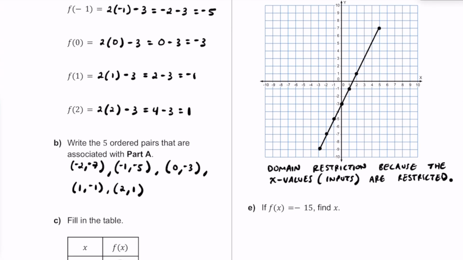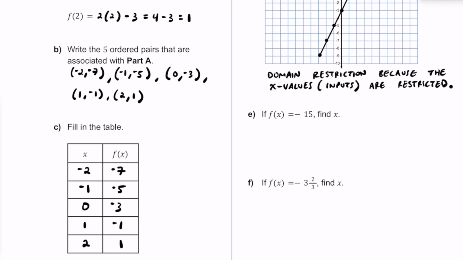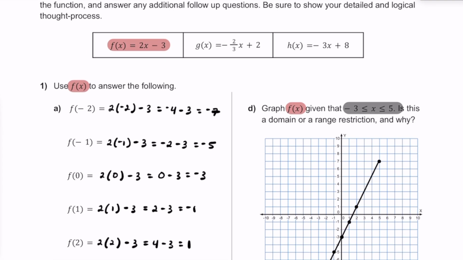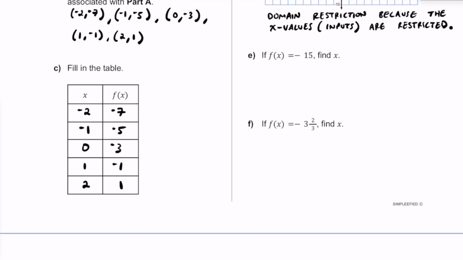All right, now for a couple follow-up questions. So here in part E, we see that f of x is equal to negative 15. So again, that's really just a y value. So they're saying when y is negative 15, what's x going to be? So let's see, what is that f of x function? It's f of x is 2x minus 3. So I'm going to go ahead and just write down the function. F of x is equal to 2x minus 3. And we're being told that f of x is negative 15, so just substitute f of x with negative 15. Negative 15 is equal to 2x minus 3.